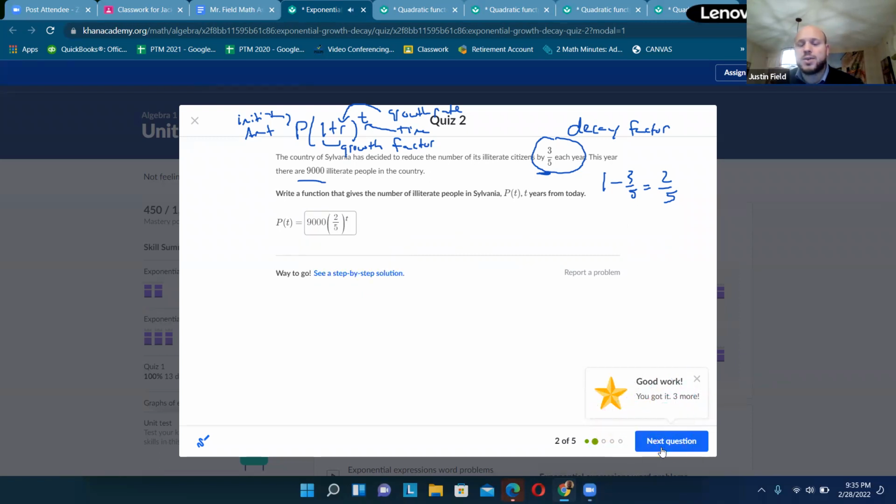All right. Okay, so if it's the decay rate, we want to subtract that from 1. And if it's the growth rate, we want to add that to 1. If they gave us the factor, we could just substitute that in.